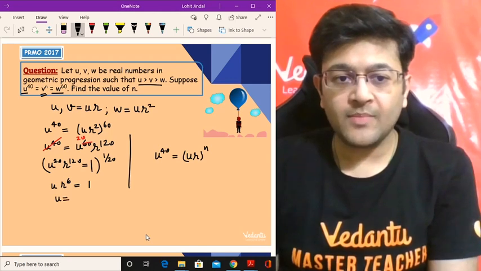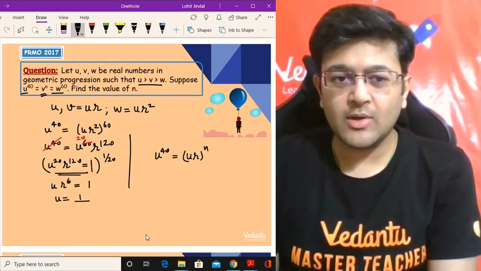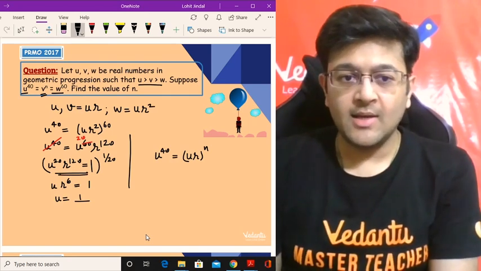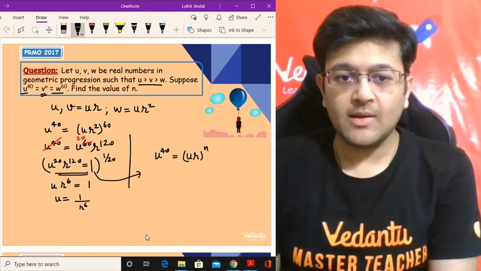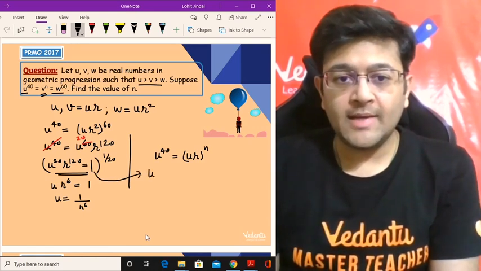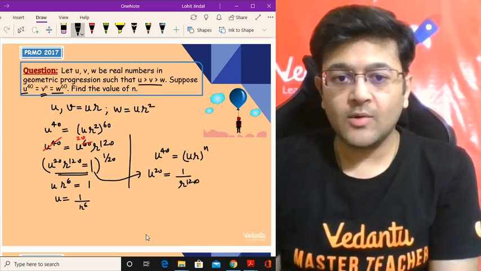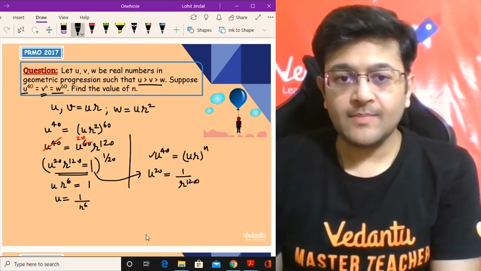So let's put the value of U here. What is the value of U? It is 1 upon R power 6. Actually, you can use this one also again. It's your choice. Okay. Let's use this one. I'll show you how. So U power 20 is equal to 1 upon R power 120. Okay. So let's put it in this case.